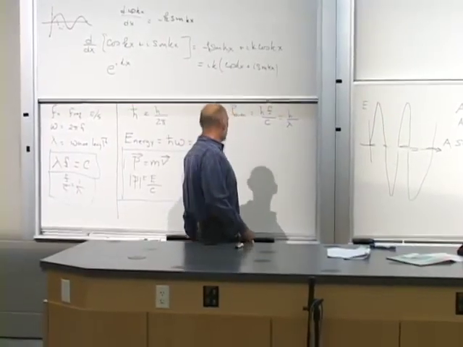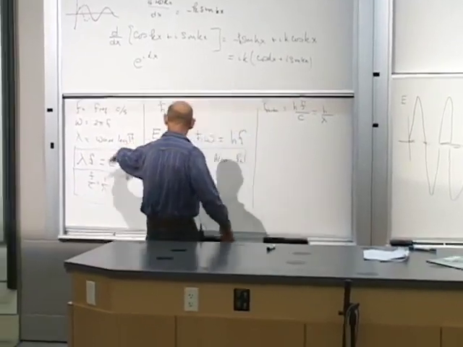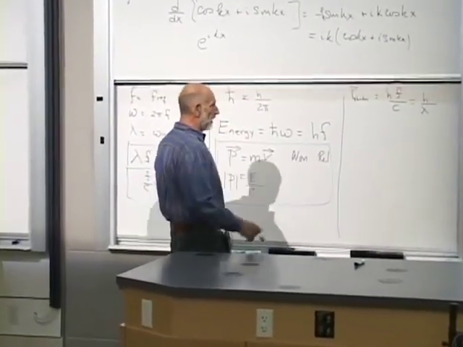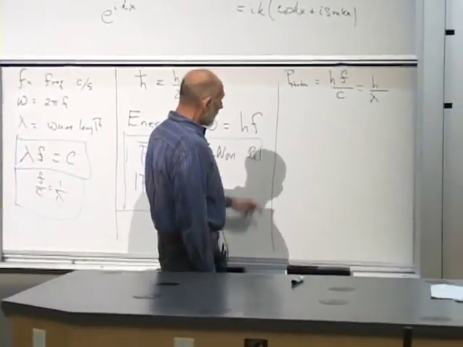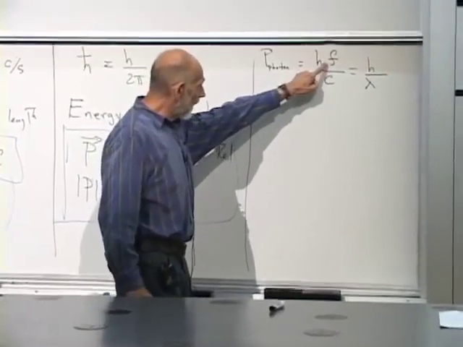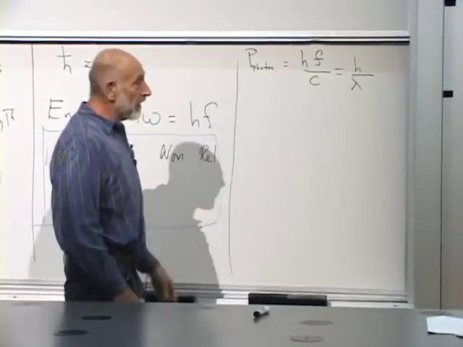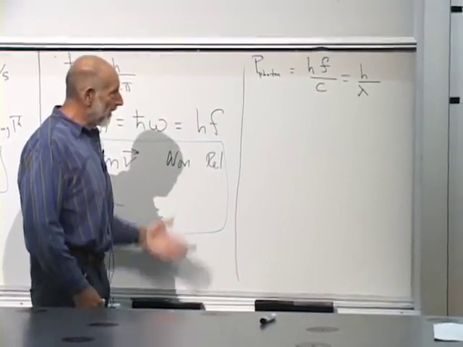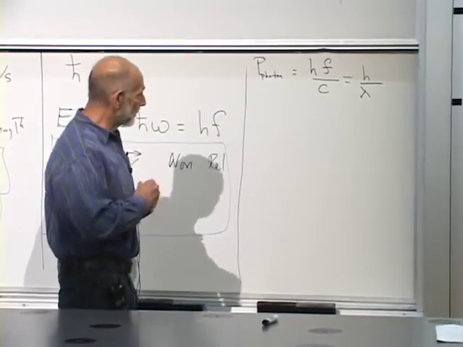Where were we? Yeah, we were trying to figure out which equations are of great generality, which are not. This one, hf over c, that contains c in it. That is not terribly general.